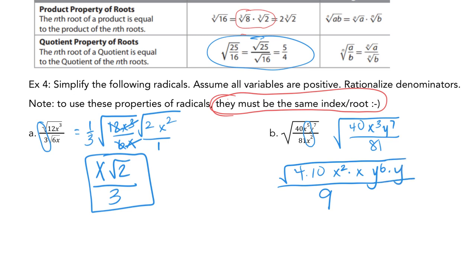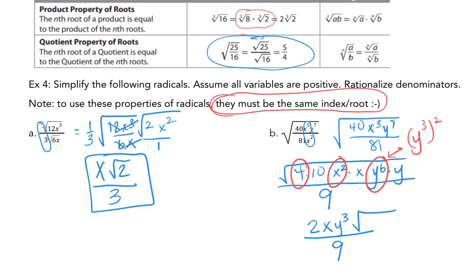And let me circle our perfect squares, 4, x squared, and y to the 6th, right? Because we can write that as y cubed squared. All right, so what's going to pop out of that root? This is still a fraction with 9 on the bottom. So the square root of 4 is 2, the square root of x squared is x, the square root of y to the 6th is y cubed, and then everything else that we didn't circle is going to remain under the root. And here is our final answer. Luckily, we didn't have to rationalize. So if I would have had a root in the bottom, I would want to rationalize.